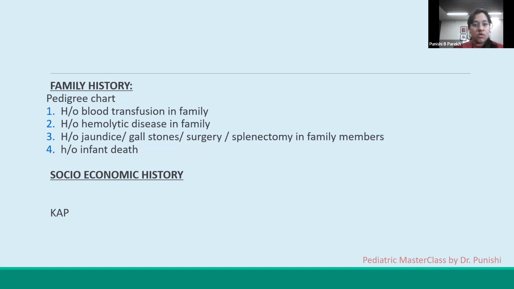You guys are pros at this, so I'm not discussing that. And like I always keep reiterating, KAP: knowledge, attitude, and practice. Whether the parents know what the child is having, especially in beta thalassemia major, what do they understand about the disease? What is their attitude? How are they practicing what they're supposed to?